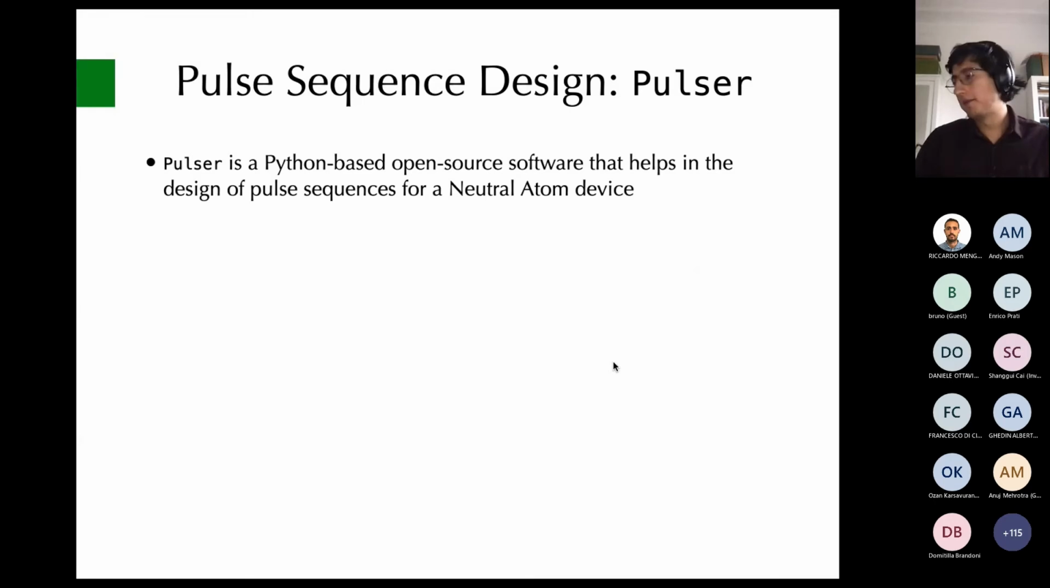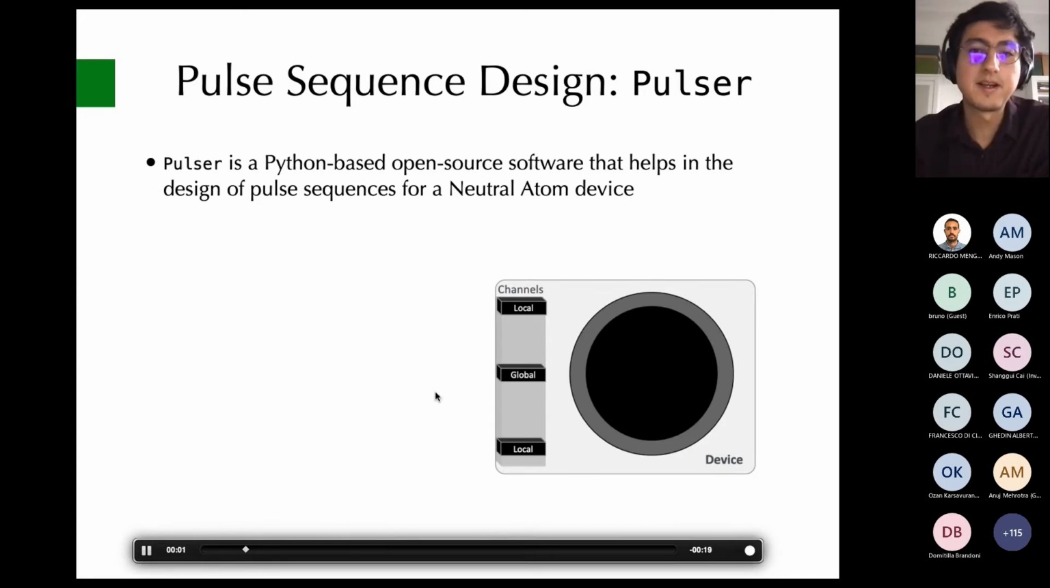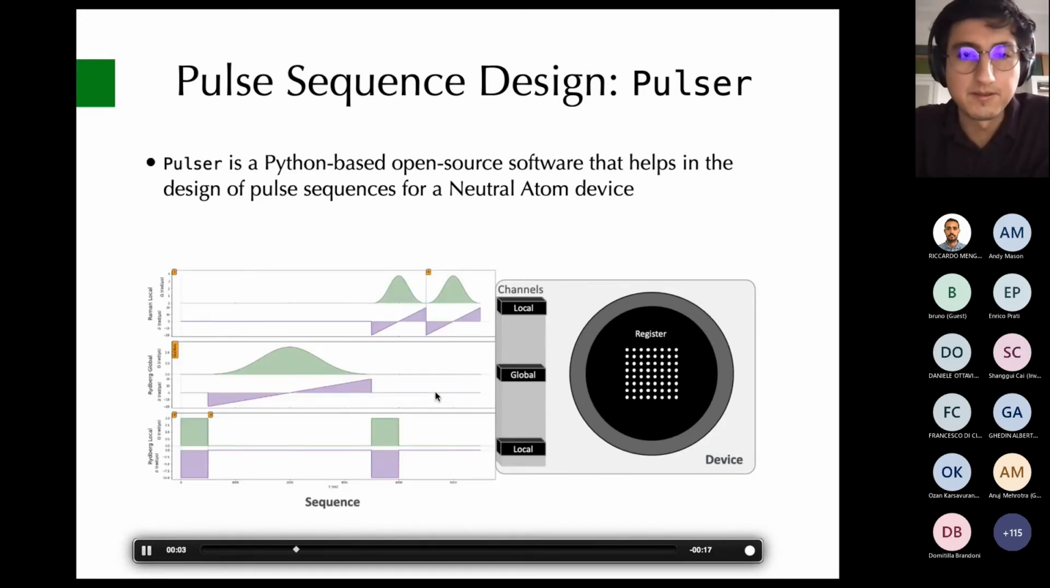Now, when you're satisfied with these transitions, you go into an intermediate level, if you wish, which is called the pulse sequence design level. For this, Pasqal has devoted some effort into developing an open source project, which is called Pulsar. This helps you design the pulse sequences for a neutral atom device. Here I set up an animation of what Pulsar looks like.